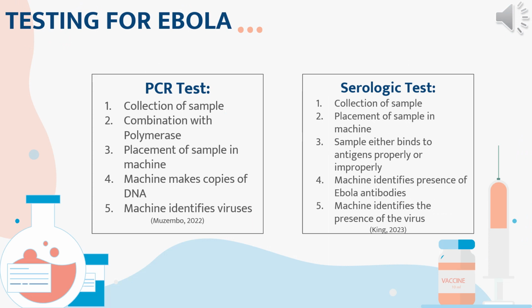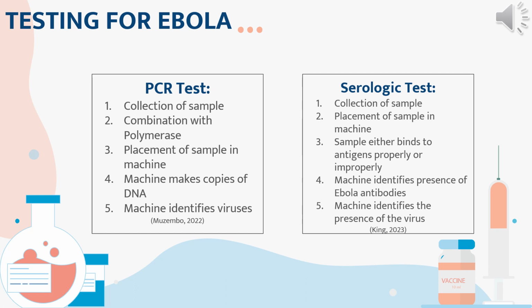There are 2 ways to test for Ebola, which are a polymerase chain reaction, or PCR test, or a serologic test. A PCR test begins with collecting a sample of blood, mucus, or saliva. The sample is then combined with an enzyme called polymerase, which causes the sample's DNA to replicate billions of times. The machine will automatically indicate if a virus or pathogen is present.